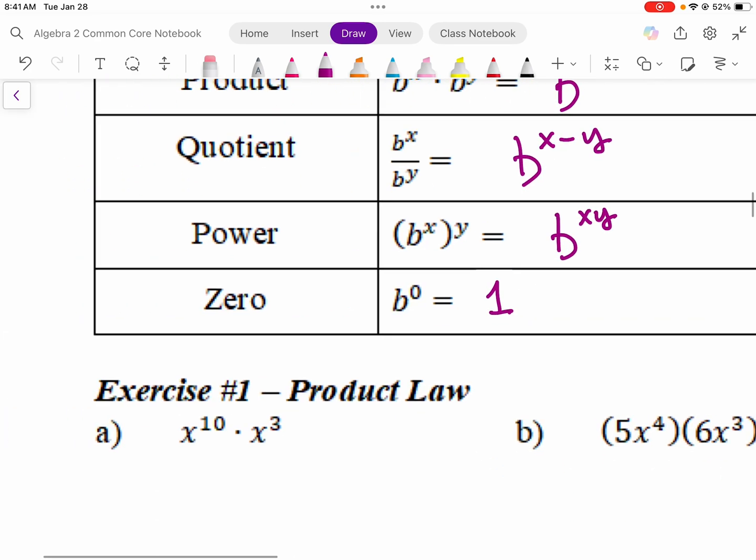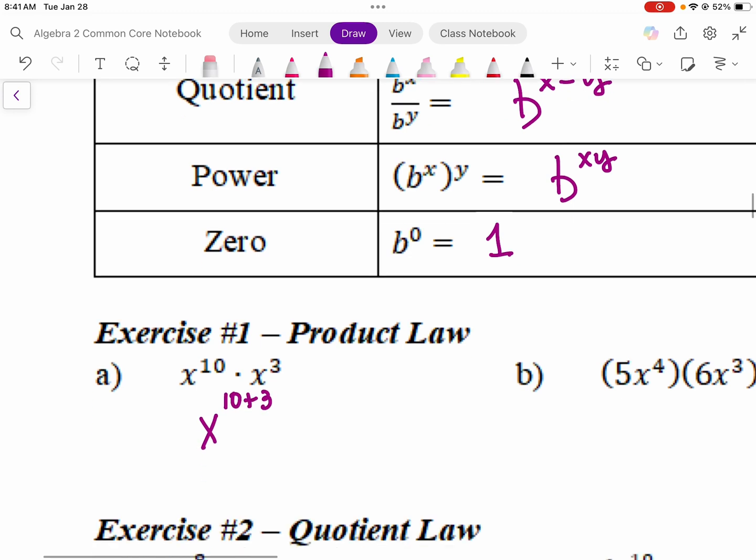Okay, so a few exercises for the product. Remember, when they have the same base, we add the exponents. So you're thinking 10 plus 3. Of course, none of us write that. We just write x to the 13.